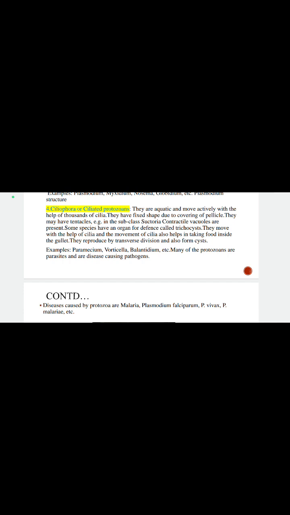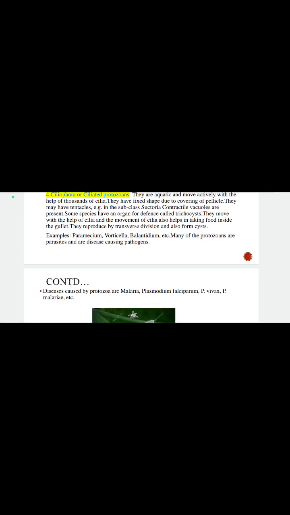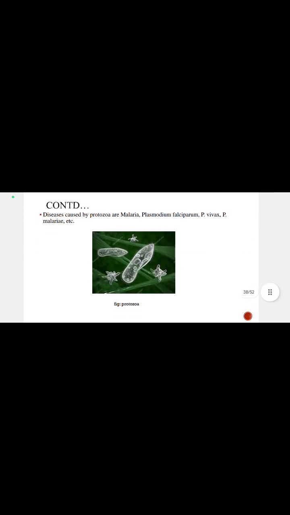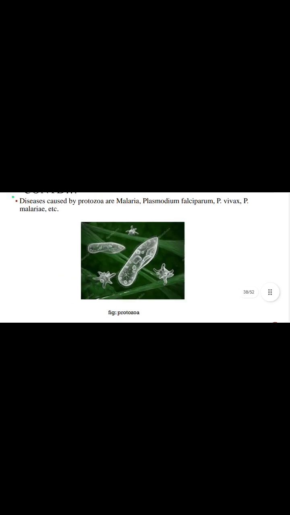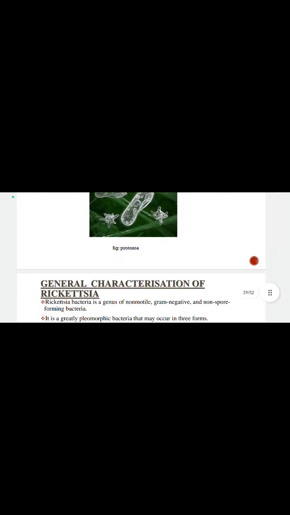They move with the help of cilia, and the movement of cilia helps in taking food inside the gullet. They reproduce by transverse division and also form cysts. Examples: Paramecium, Vorticella, Balantidium, etc. Many of the protozoans are parasites and disease-causing pathogens. Diseases caused by protozoa include malaria, caused by Plasmodium falciparum, Plasmodium vivax, and Plasmodium malariae, etc. This is a figure of a Plasmodium. It's a figure of a protozoa.